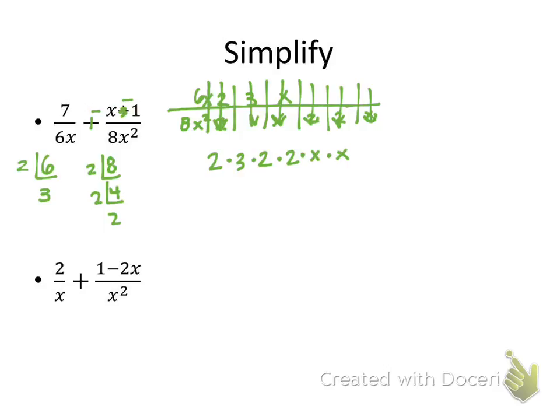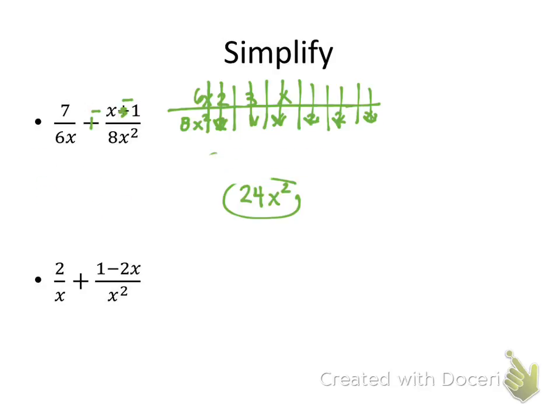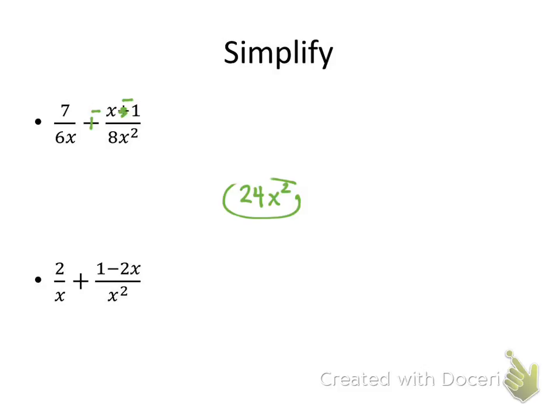So what I'm going to have is 2 times 3 times 2 times 2 is 24 x squared. So this is my common denominator now. This is not our answer here. This is what I need to make each one of these fractions. So y'all remember example 2 yesterday when we figured out, okay, if 6x needs to become 24x squared, what do I need to multiply 6 by to make it 24? 4. And x needs to become x squared, so I multiply by x.